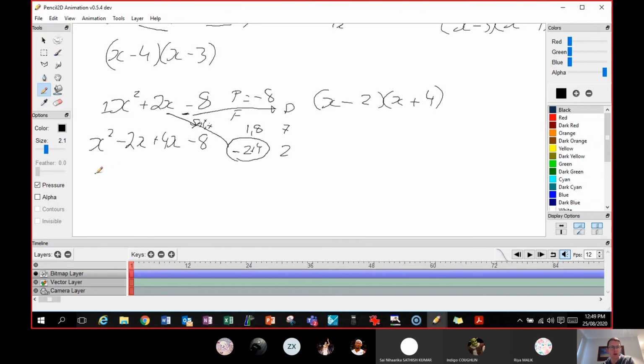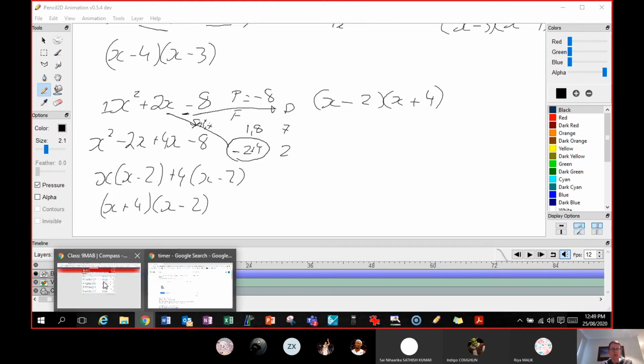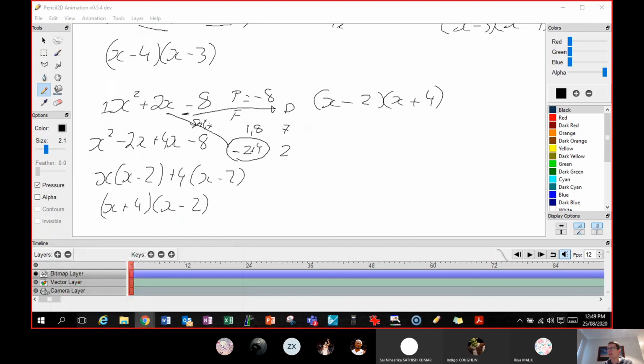So now we've got, I'll take out a factor of x here. We've got x minus 2. And here, I want this to be x minus 2, so I'm going to take out a factor of 4. Plus 4. Take out your highest common factor. x minus 2, x plus 4. x minus 2. So that is really 8e.